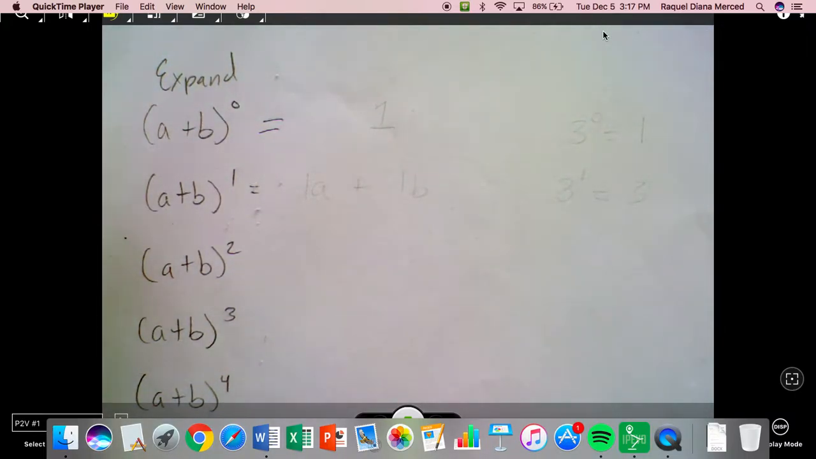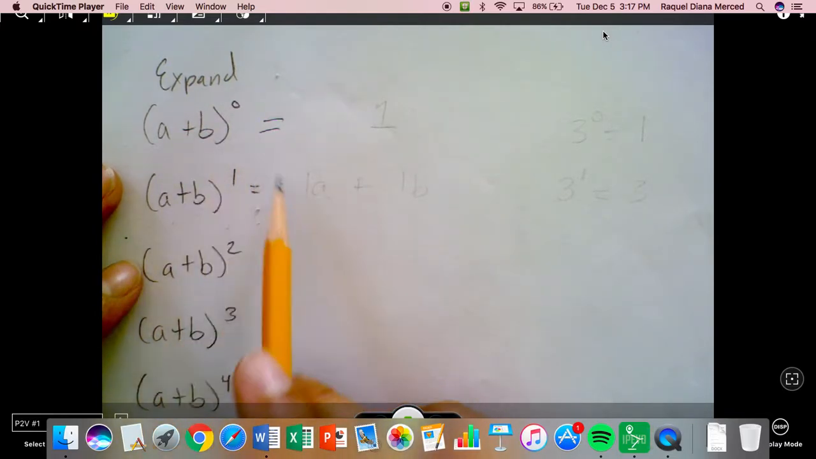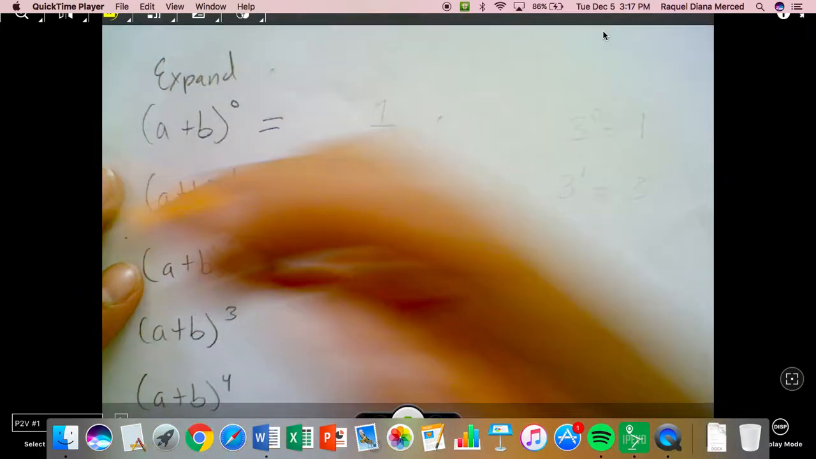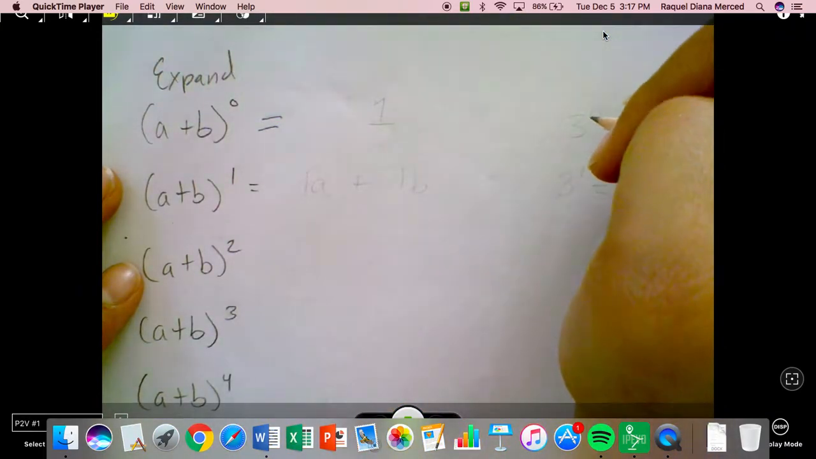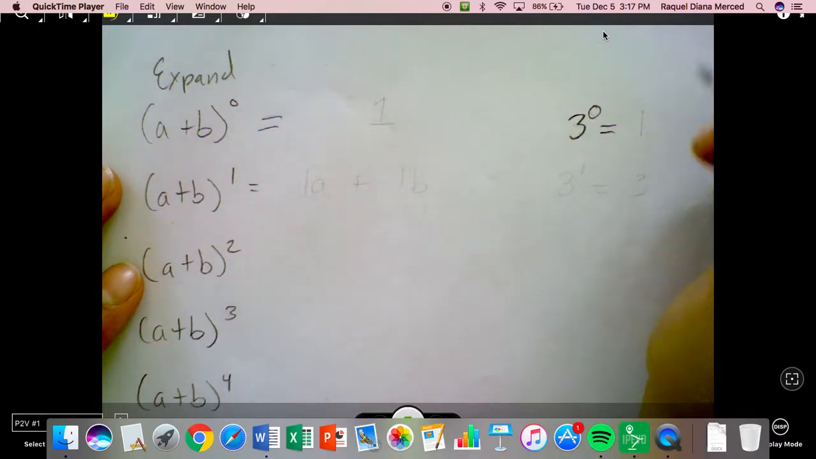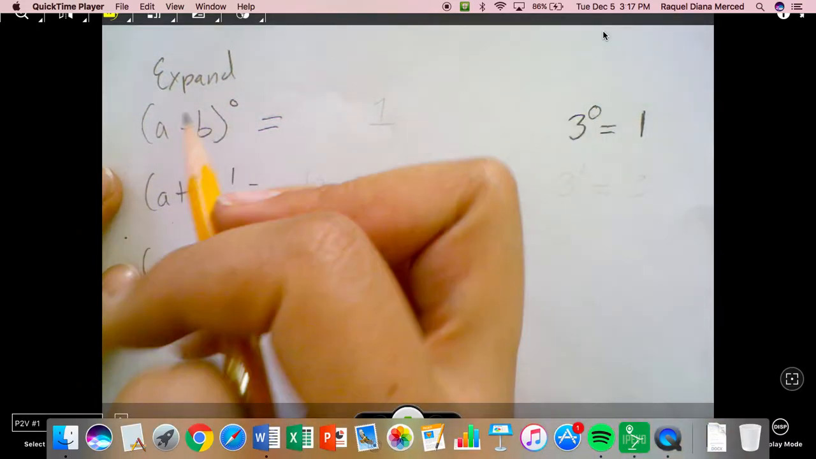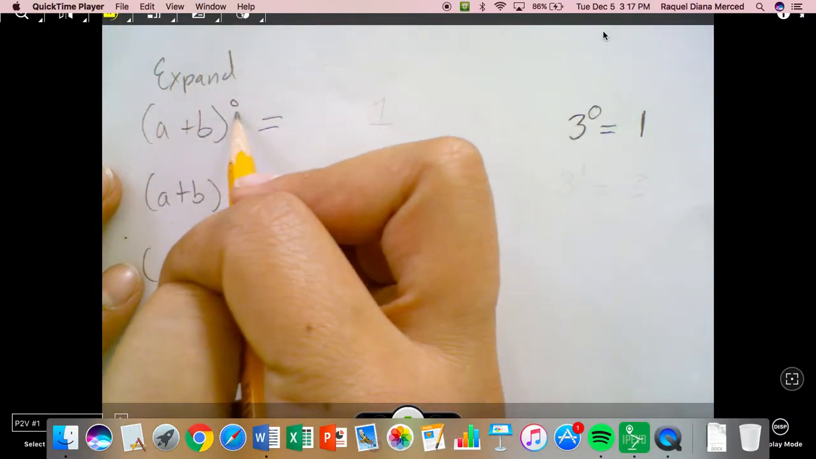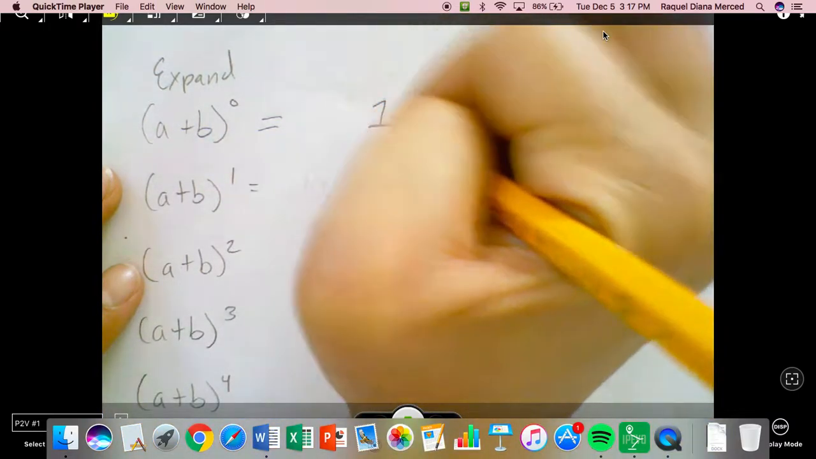Here we're asked to expand these binomials. It's basically the same binomial, a plus b, except we're going to expand it to the 0 power, the first power, the second, third, and fourth. Just like I could pick any number, I'm going to pick 3. If I raise it to the 0 power, any number raised to the 0 power turns into 1. So that is the same case as this. A plus b, this binomial, when it's being raised to the 0 power, just turns into a 1.